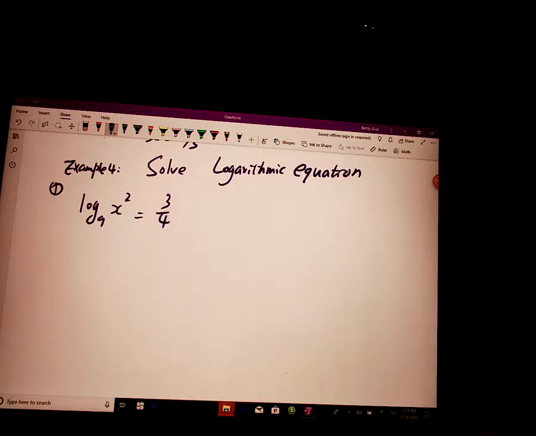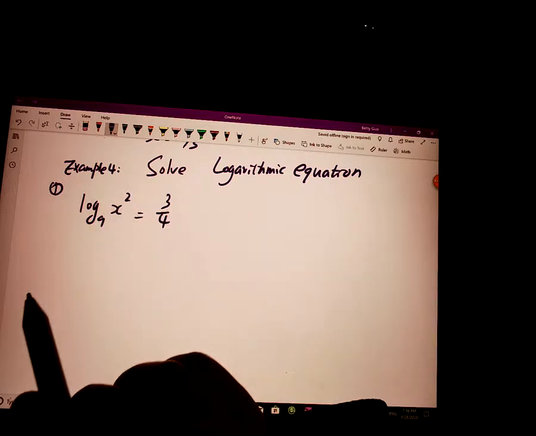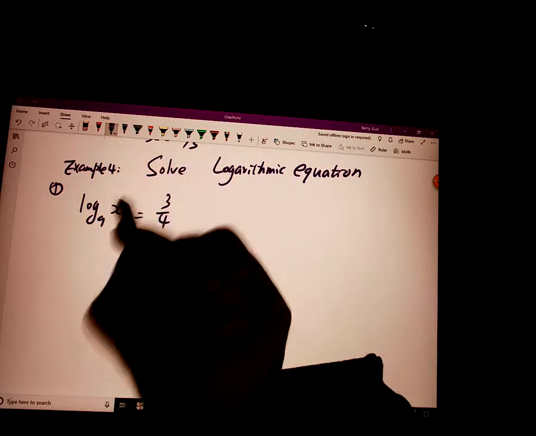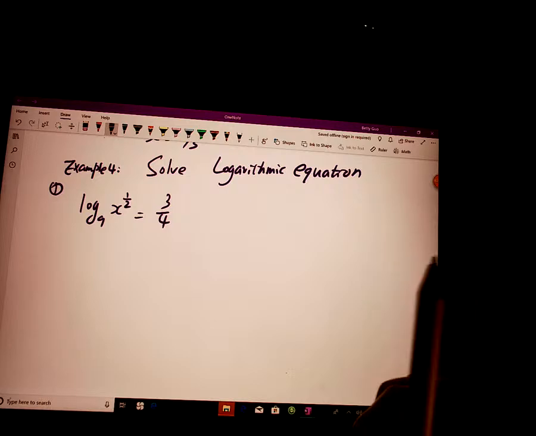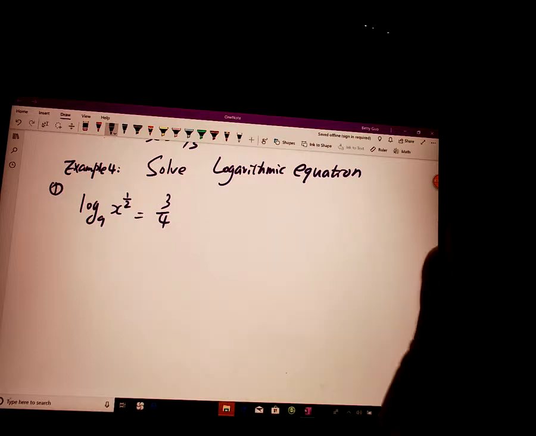Log with base 9, x, no, it's not square, it's a half, right? Let me double check. Yeah, half. This is 1 over 2. Log with base 9 of x to the power of half equals 3 over 4. Okay, how do we solve this equation?